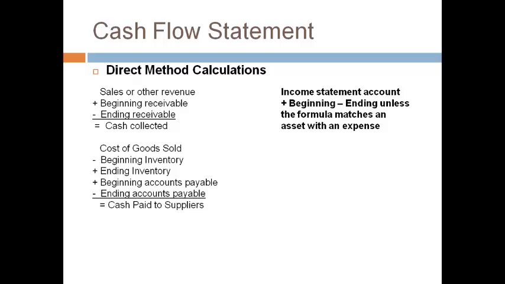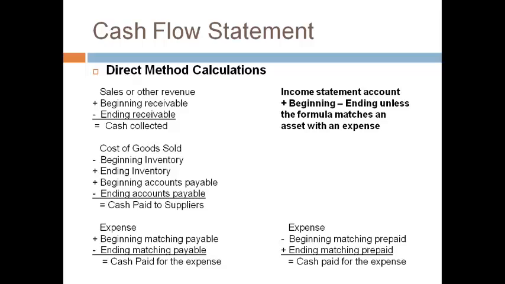Cost of goods sold is matched with inventory and accounts payable. Changes in inventory affect cost of goods sold, and accounts payable states whether or not the inventory was paid for in the current period. Assume beginning inventory was paid for in the prior period and ending inventory was paid for in the current period. Then assume beginning accounts payable was paid for in the current period and the ending accounts payable was not paid in the current period. The total is the cash paid to suppliers, mostly for inventory, in the current period.